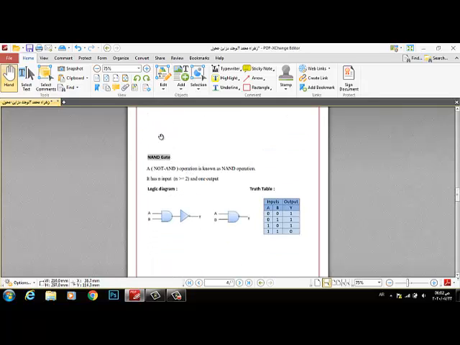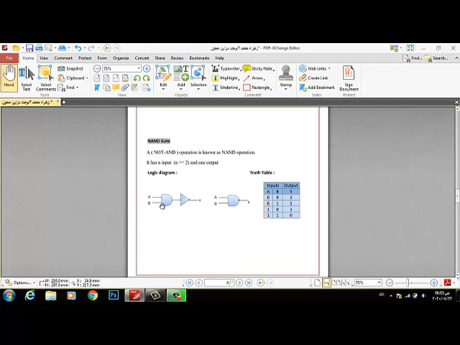Then we go to the inverse gates. We start with the NAND gate. Here we can say NAND is equal to AND plus NOT. The operation is known as the NAND operation. It has n inputs, where n is greater than or equal to 2, and 1 output. The symbol of the NAND gate is the symbol of AND followed by the symbol of NOT, together making the NAND gate.